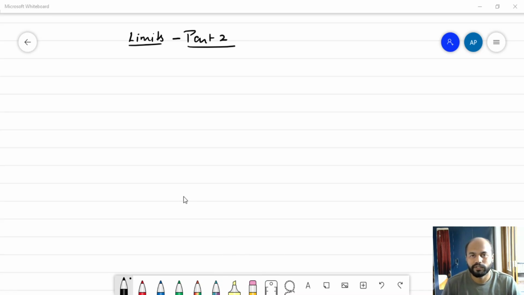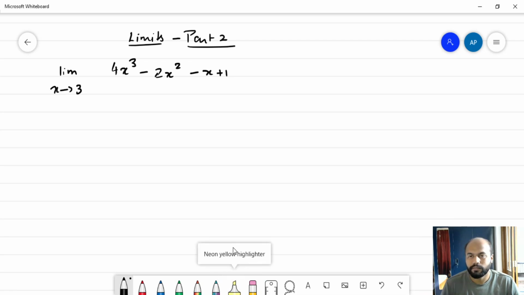Hello and welcome to this lecture on limits. In this lecture, limits part 2, we are going to see some additional limits, how to solve these kinds of limits, and their application. So we are seeing something called polynomial functions. All these kinds of functions are called polynomial functions.